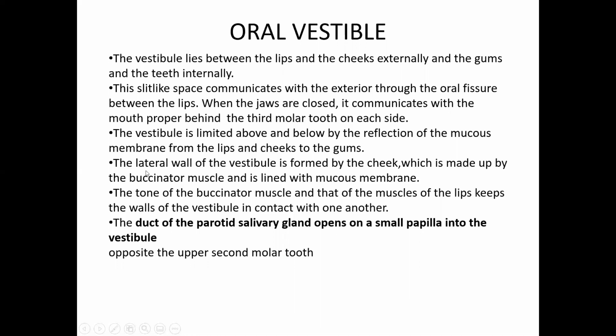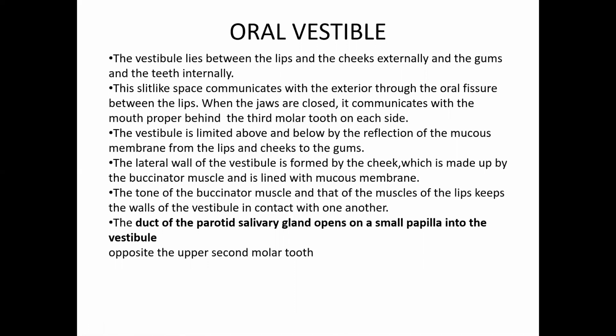The lateral wall of the vestibule is formed by the cheeks, which are made up of the buccinator muscle. The bulk of the buccinator muscle makes the lateral wall of the vestibule. It is covered externally by the skin, and internally it is covered by the mucous membrane. The mucous membrane is attached to the buccinator muscle by very special elastic fibers. They adhere the mucous membrane to the buccinator muscle, and they prevent unnecessary folds of the mucous membrane when the mouth is closed.